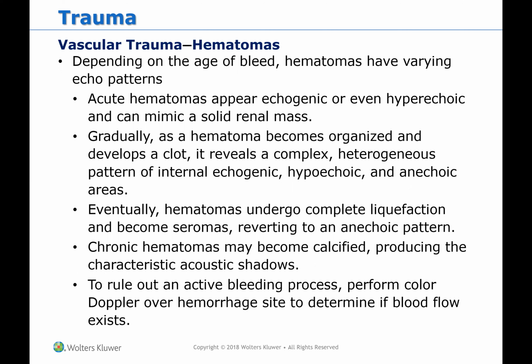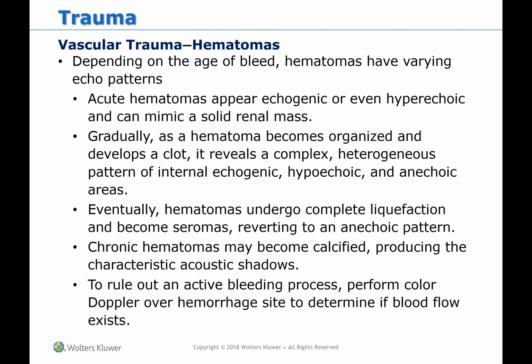Depending on the age of the bleed, the hematomas have varying echo patterns, and this is not just with kidneys; it's any kind of bleed. As it gets older, the echo texture changes. So acute hematomas appear echogenic or even hyperechoic, and can mimic a solid mass. But gradually, as there becomes clot, it reveals a complex heterogeneous pattern of internal echogenic, hypoechoic, and anechoic areas. And then as it keeps going, it goes to more anechoic patterns.